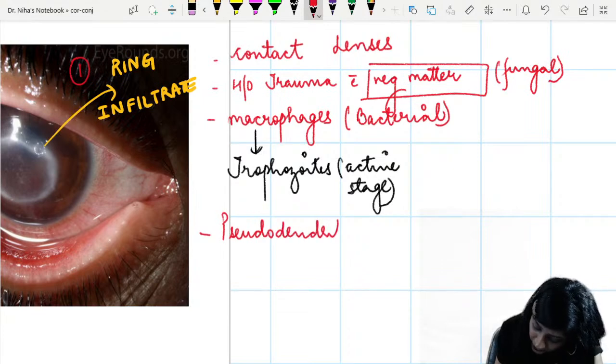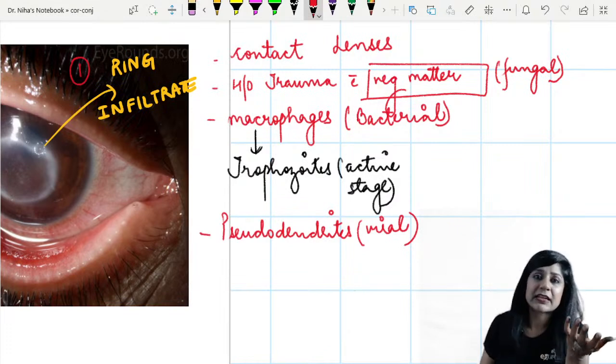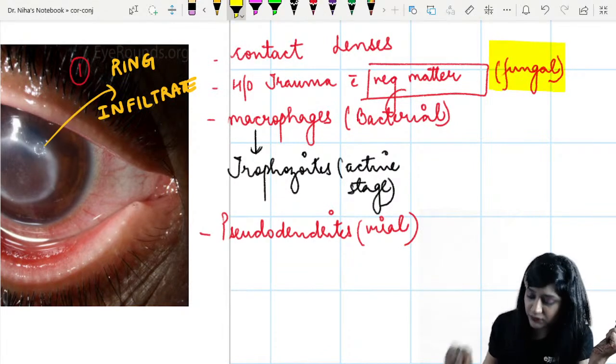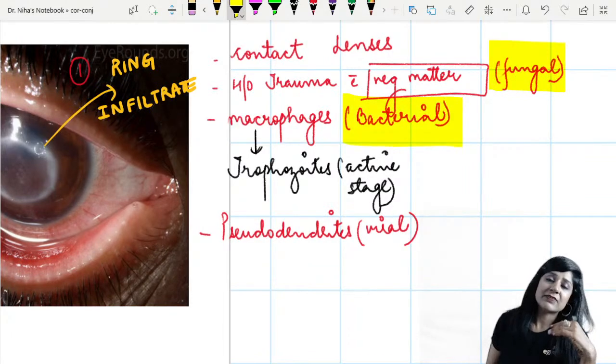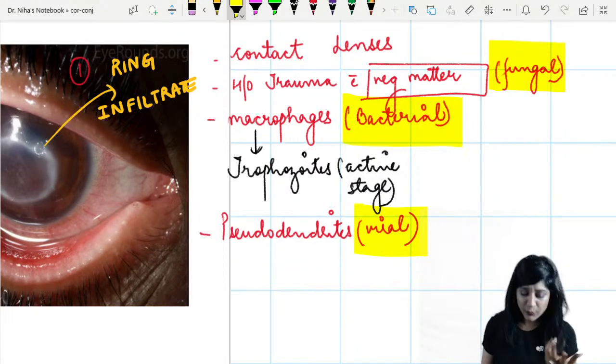They also get the pseudodendrites, due to which we are resembling it with the viral. So can you see we have a lot of complications. Sometimes they say that the history of trauma with the vegetative matter, due to which we are having confusion with the fungal. We can see macrophages, confusion with the bacterial. We are having pseudodendrites, confusion with the viral. So how to find out what type of ulcer is this?